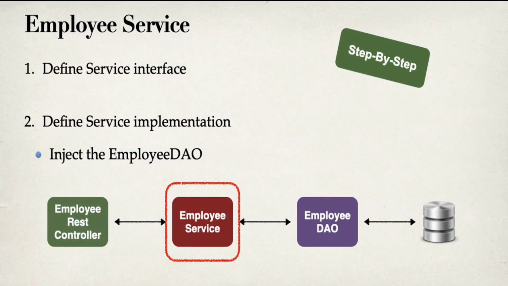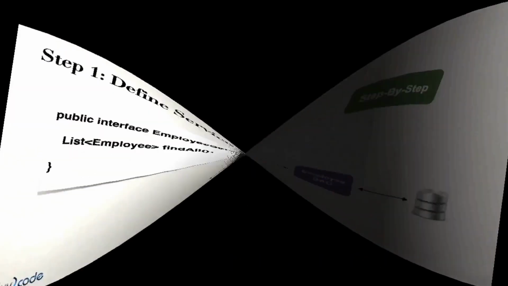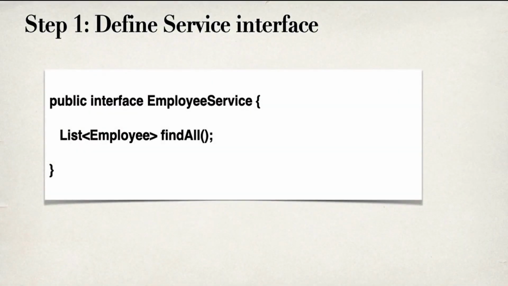Alrighty, now let's go ahead and look at our development process for building up employee service. The first step that we need to do is defining the service interface. Then we'll actually define the service implementation. Now with our service implementation, we'll actually need to inject the employee DAO. Starting here with step 1 of defining the service interface. It's very simple. It's a public interface called employee service, and we have a method called find all. And that's it. Very simple, very straightforward.